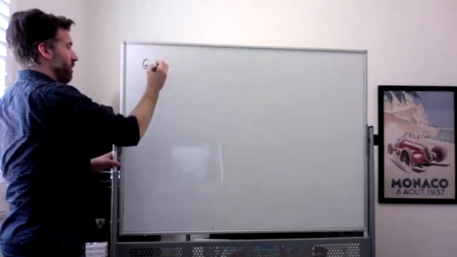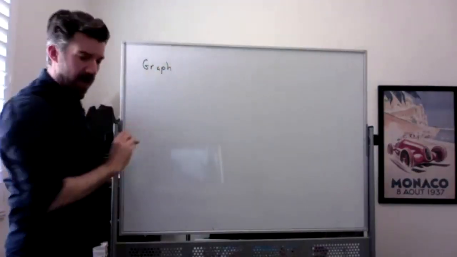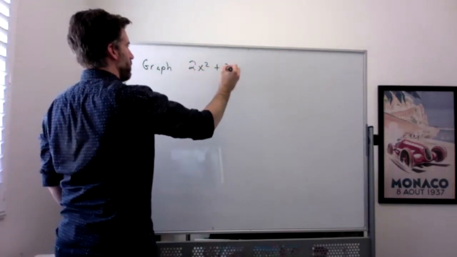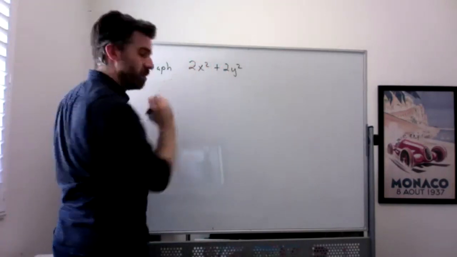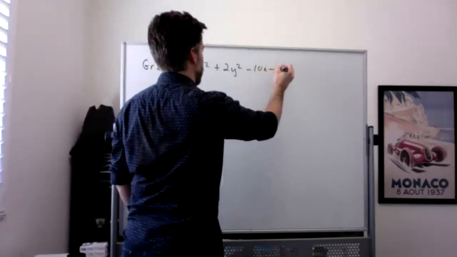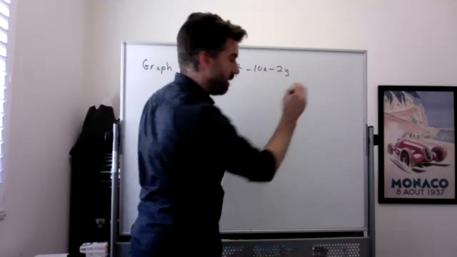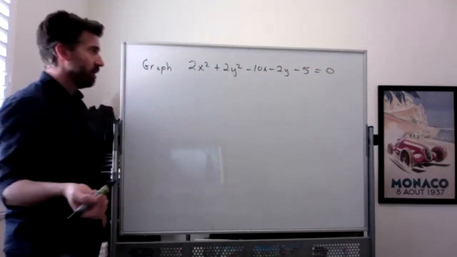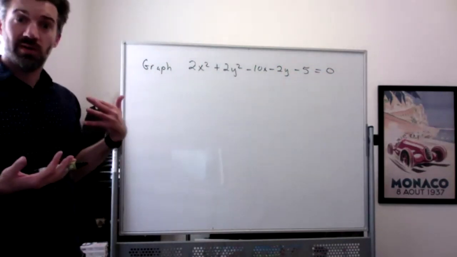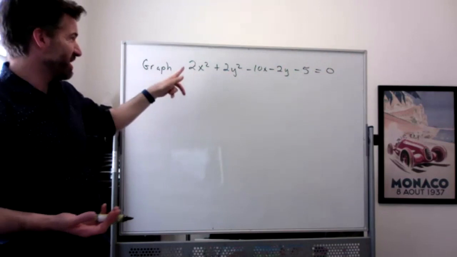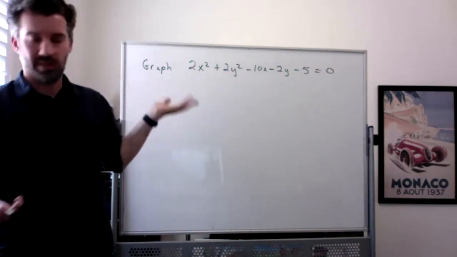This one is going to be graph. So graph 2x squared plus 2y squared minus 10x minus 2y minus 5 equal to 0. So I see it's a circle because I've got x squared and y squared. They're both positive and they have the same coefficient. So I know it's a circle.